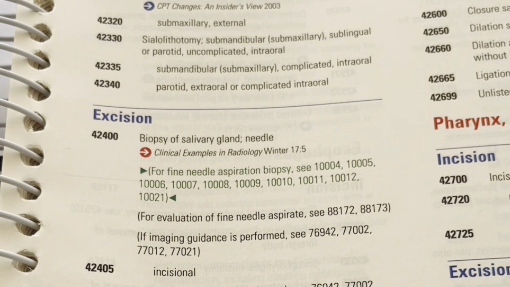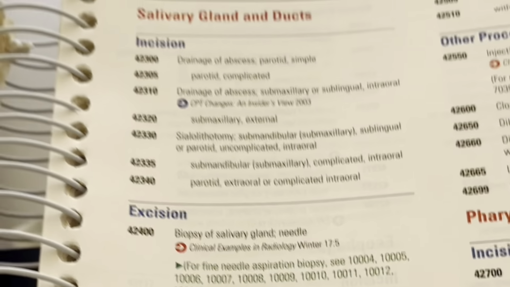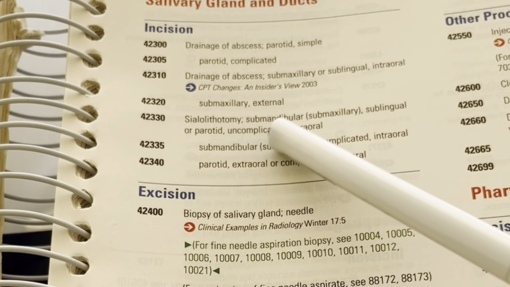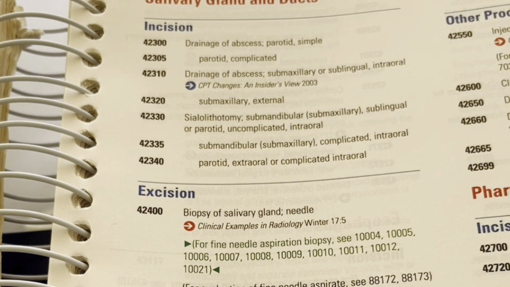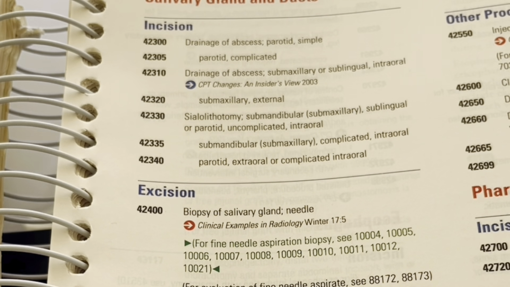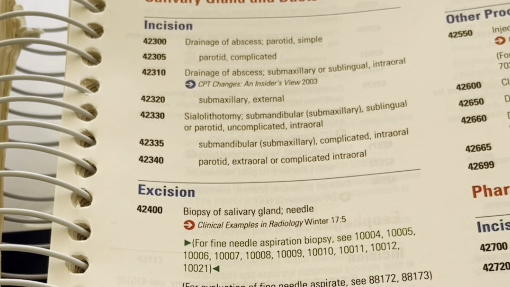Last option 42330. 42330 is here: sialolithotomy. No, that is some other option. So our answer will be 42415. And in the question it's mentioned right parotid mass, so we will append it with the modifier RT. So the answer is option B 42415 with modifier RT.